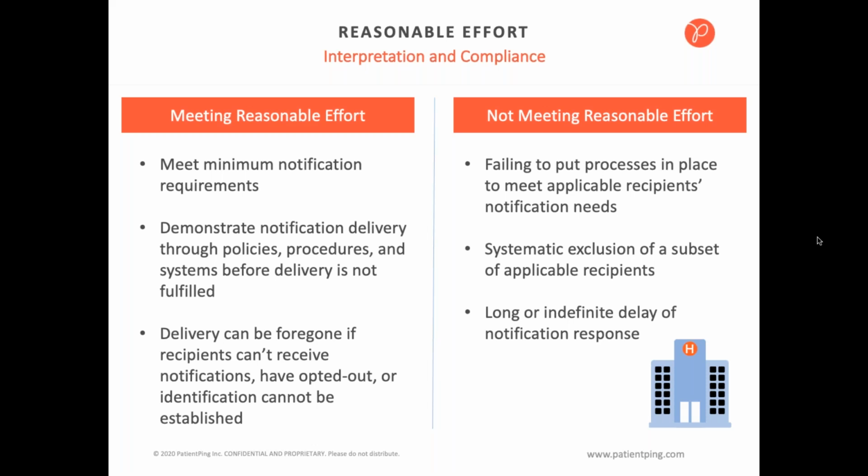To summarize then, to demonstrate reasonable effort, hospitals will need to meet the basic requirements outlined in the final rule, and also demonstrate through their policies, processes, and systems that notifications are sent to all those that are designated as the eligible recipients and that need the information for treatment, care coordination, or quality improvement activities.